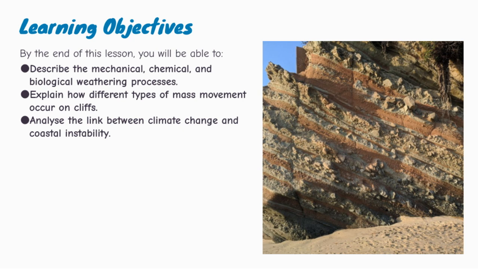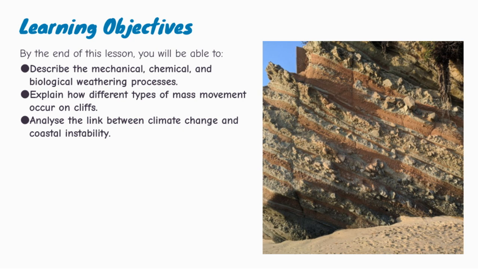Second, you should be able to explain how different types of mass movement occur on cliffs. This includes rockfalls, landslides, and rotational slumping. Third, you should be able to analyze the link between climate change and coastal instability. Climate change can increase storm frequency and rainfall intensity. This means cliffs may be attacked more strongly from below by waves and from above by rainwater and weathering.